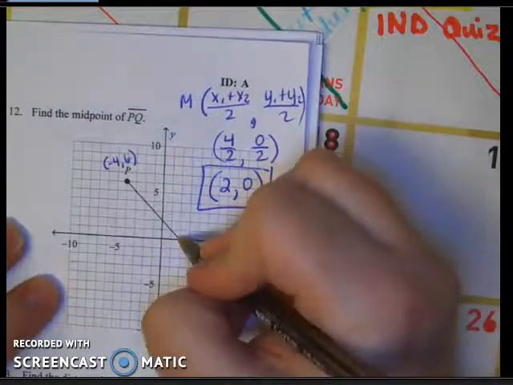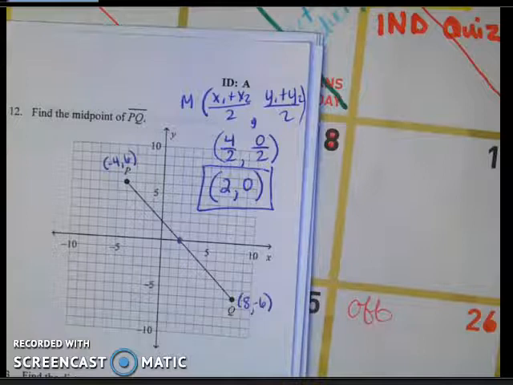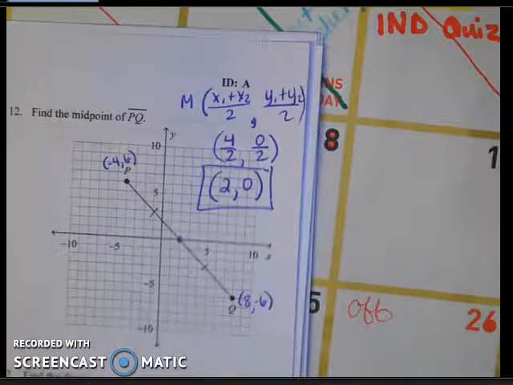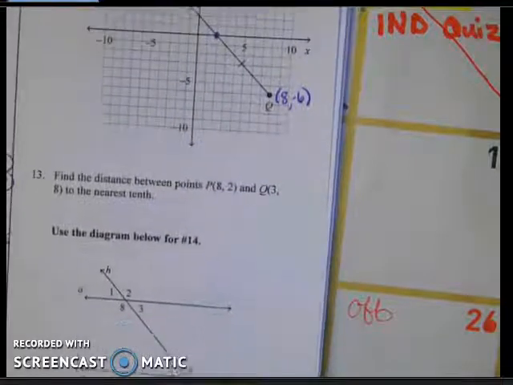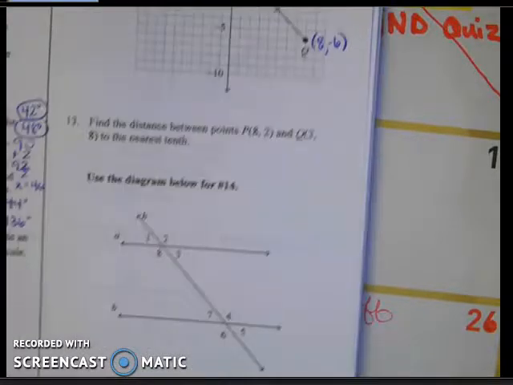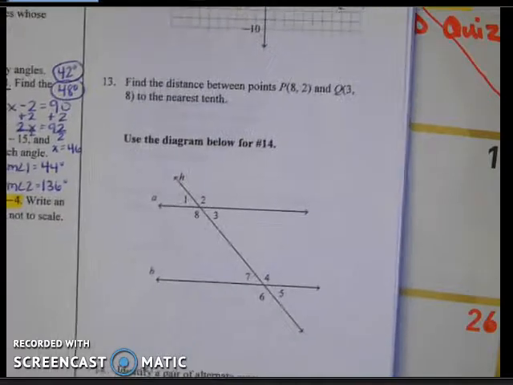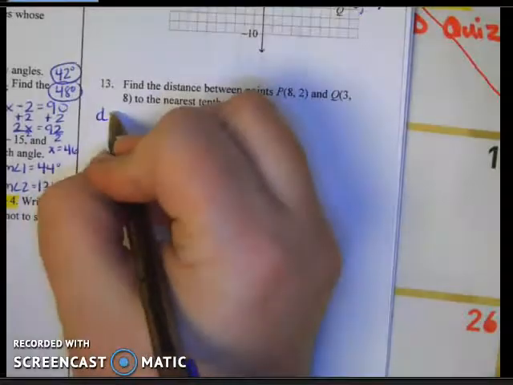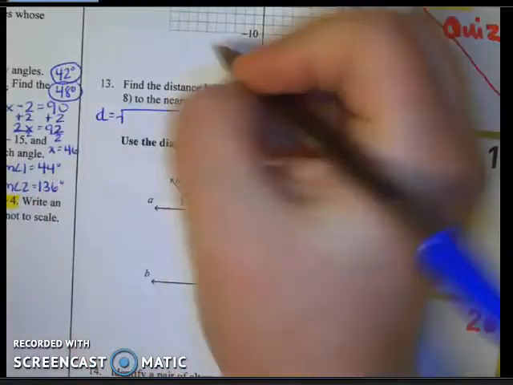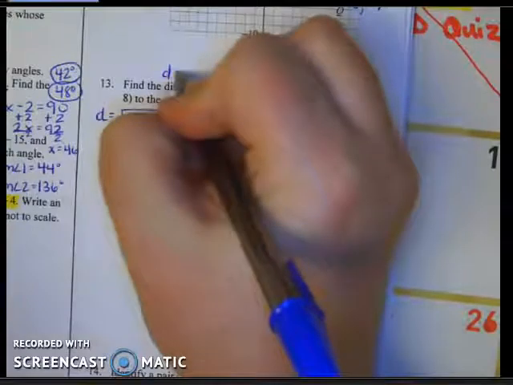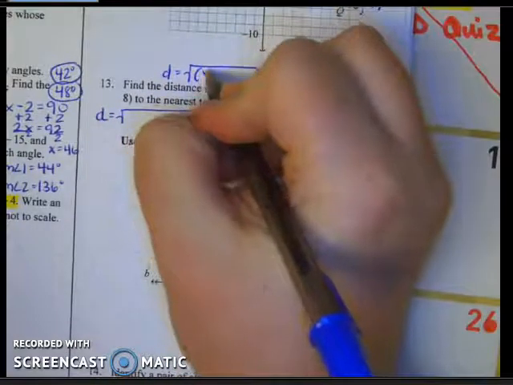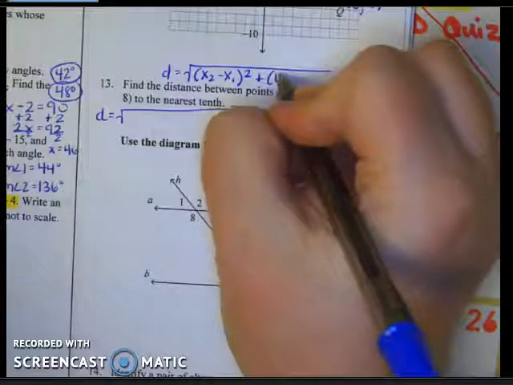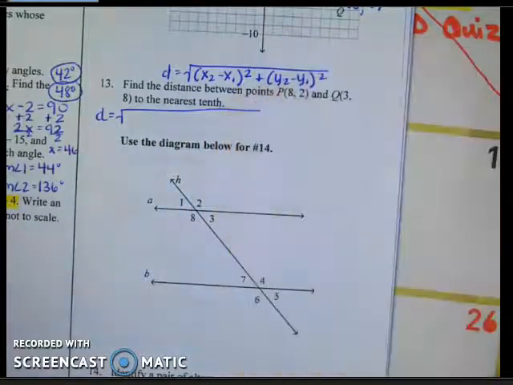Positive 2, 0. If you take a look, that means that this segment is the same length as that one. Number 13. Find the distance between points P and Q. Round to the nearest tenth. So distance formula, the square root of, I'll write this up here, distance equals x2 minus x1, the difference in x's, and the difference in y's.